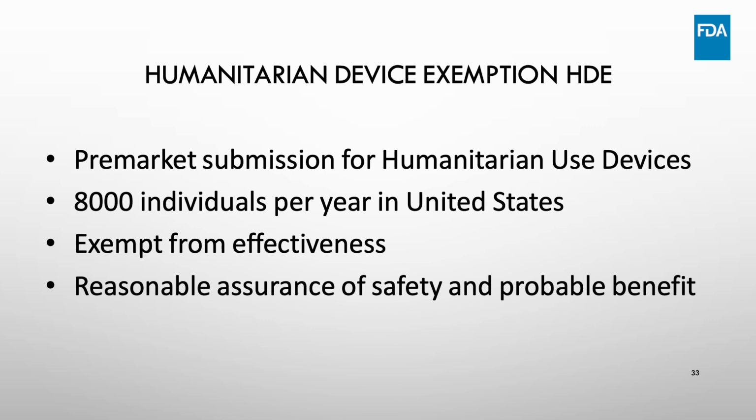If the device is of low to medium risk, then it will be more practical to file a 510(k). However, an HDE is useful if a device is high risk, for example, a class 3 device. PMA requirements for a device that has a limited patient population are not commercially attainable. Hence, the HDE pathway is more attractive. Unlike PMAs, HDE devices are exempt from demonstrating effectiveness, so it only needs to demonstrate safety. Instead, an HDE must show reasonable assurance of safety and probable benefit.